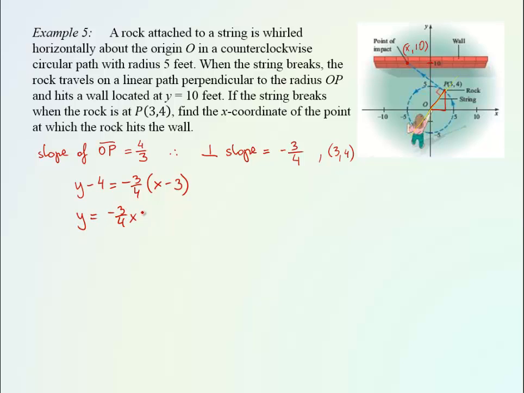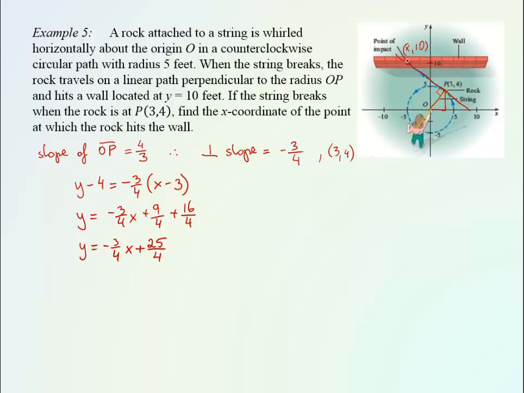-3/4 x plus 9/4 plus 4, but instead of 4 we'll write 16/4 because we want to prepare our ground to add these two fractions. So y equals -3/4 x plus 25/4. That's the equation of our line, which is this one.